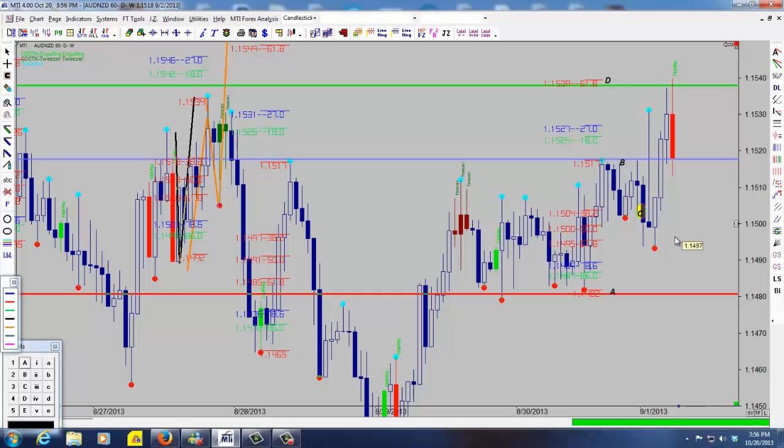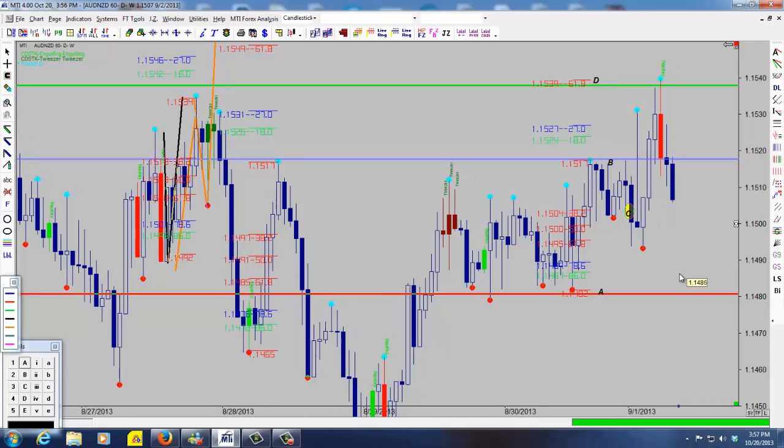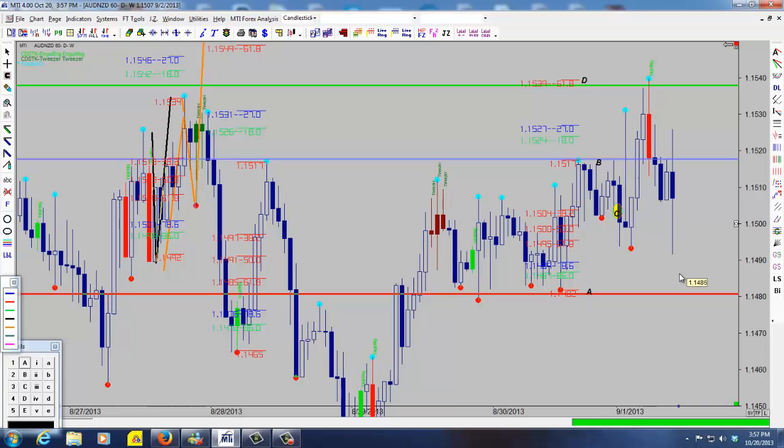Now, we can't do C to A and D to B yet because of why? We have not confirmed that this is the high. So what do we do? We wait for price to give us 2 to the right and 2 to the left. We're out of the trade. We've made our profit. So that's not an issue. Now what we're looking for is a new entry.